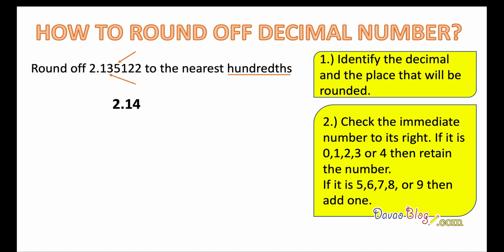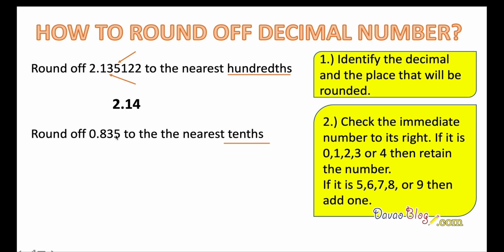So, let's proceed with another example. Round off 0.835 to the nearest tenths. Okay, applying the rule, identify the decimal and the place that will be rounded. So, this is the decimal point and then we're looking for the tenths. So, from the decimal, right side, we have tenths. So, it's 8. Next is, we check the immediate number to its right, which is 3. So, we retain the number. So, to round off to the nearest tenths, the answer is 0.8.